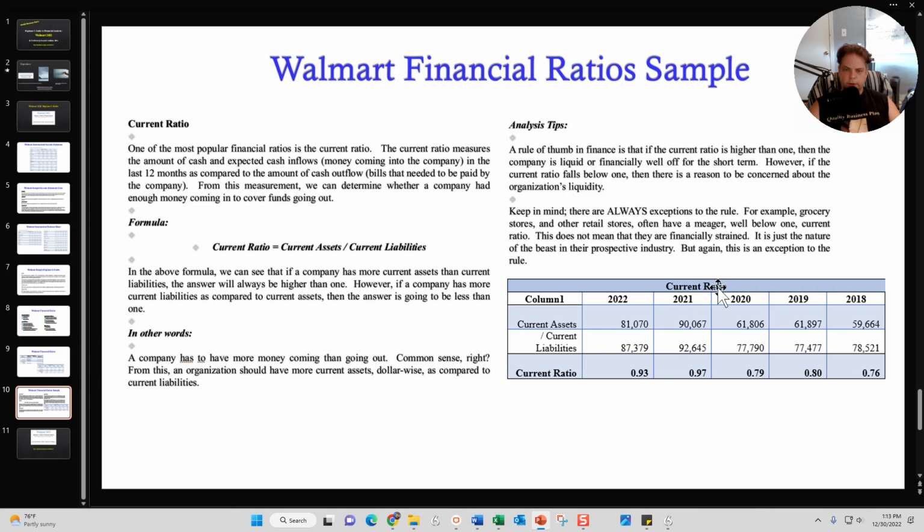For example, the current ratio is current assets divided by current liabilities. Well, here are Walmart's current assets for the last 5 years, their current liabilities for the last 5 years, and then when they're divided, here's the current ratio for the last 5 years.